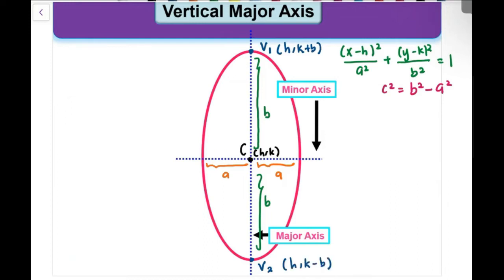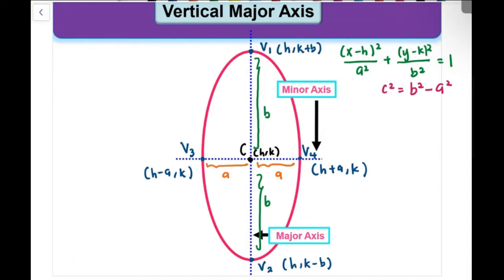Okay. Next, kita ada minor vertices. Dia parallel with x-axis. Kita ada V3 and V4. Fikir secara logik je. Jangan hafal tau siapa nak plus, siapa nak minus ni. Okay, for V3, x koordinat yang akan bergerak, y would be fixed. Okay, so for V3, we would have H minus A, K. And V4, H plus A, K.